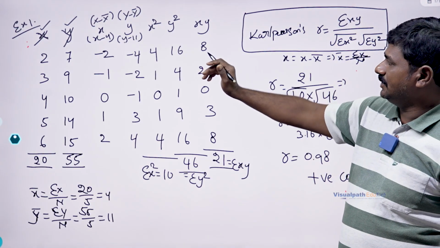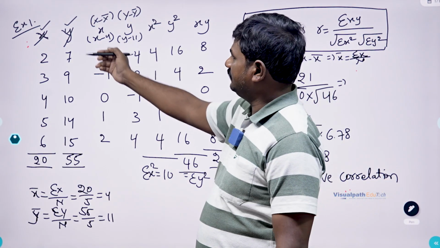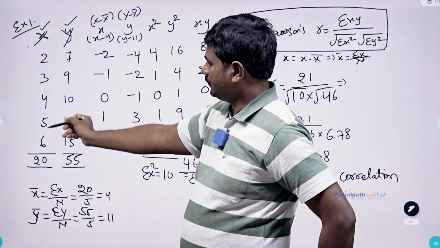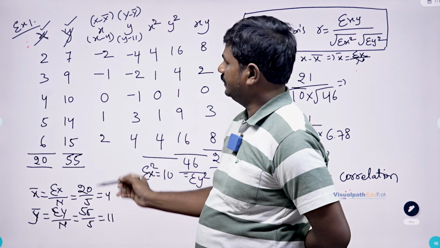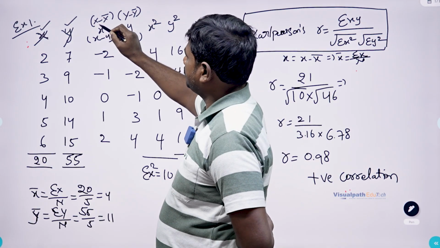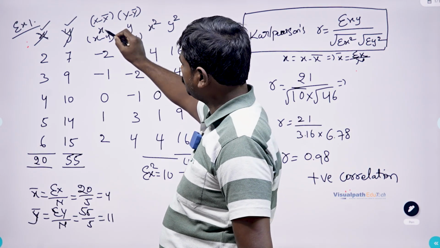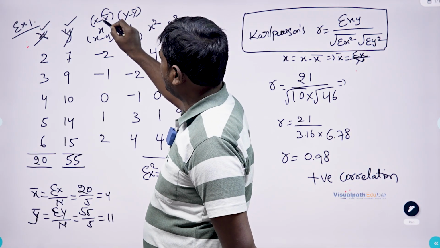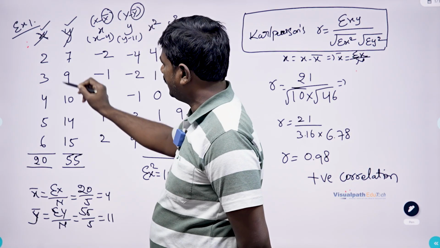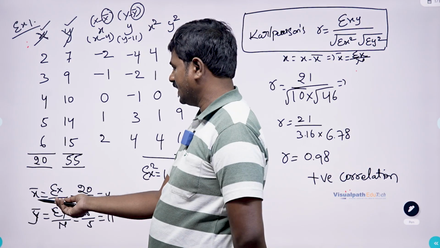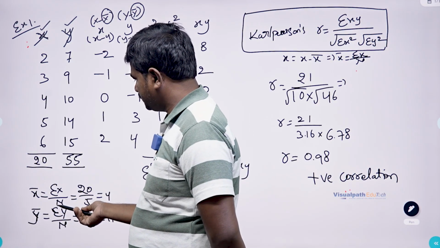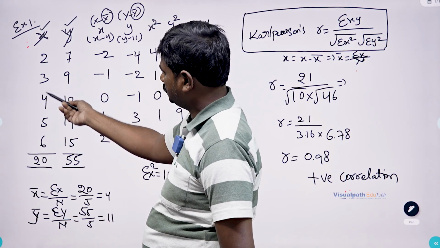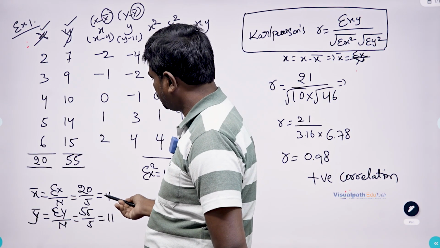Here, to find out the Karl Pearson coefficient, we have two variables, x and y. It can take the values 2, 3, 4, 5, 6, 7, 9, 10, 14, 15. First of all, we have to find x minus x bar, that is small x, then y minus y bar. To find x bar and y bar, we need to calculate the mean of these values. X bar is equal to sigma x by n. Sigma x is 20, divided by the total number of observations, 1, 2, 3, 4, 5. 20 by 5 is equal to 4.